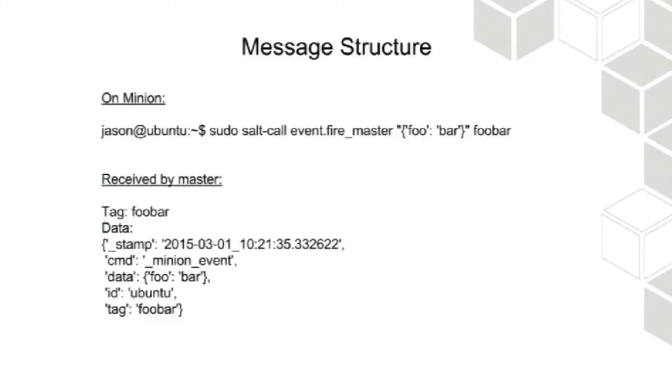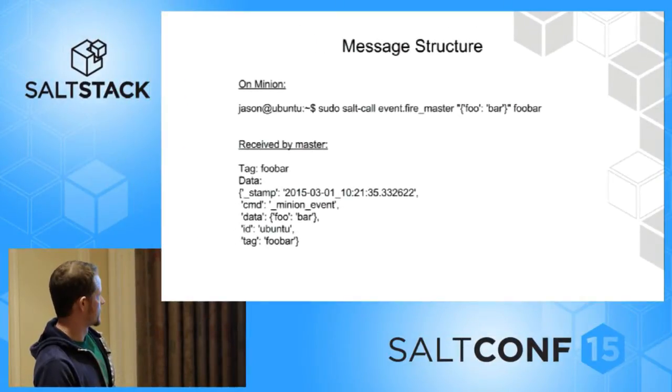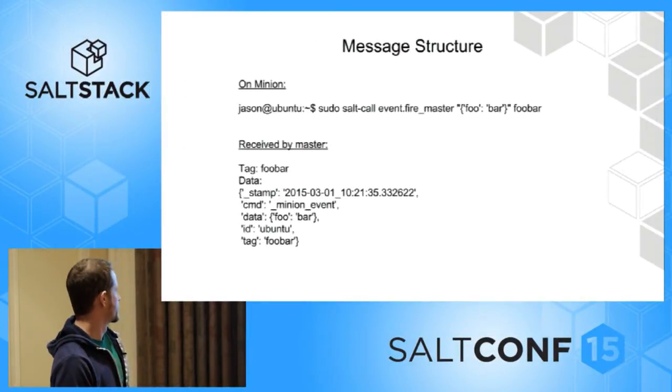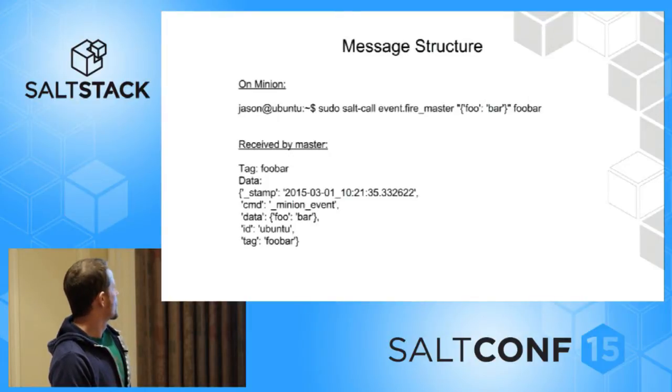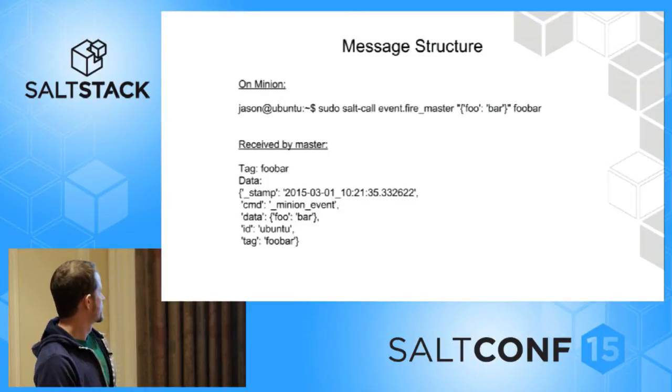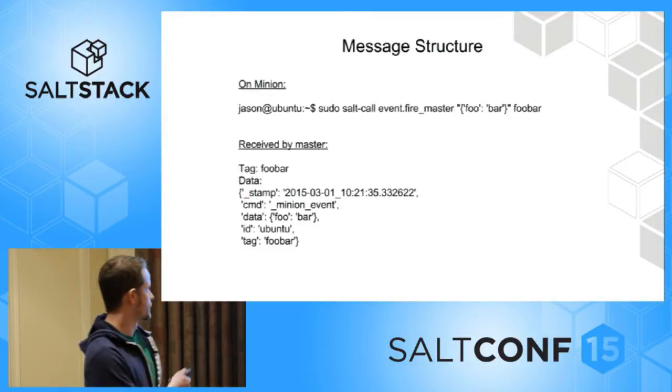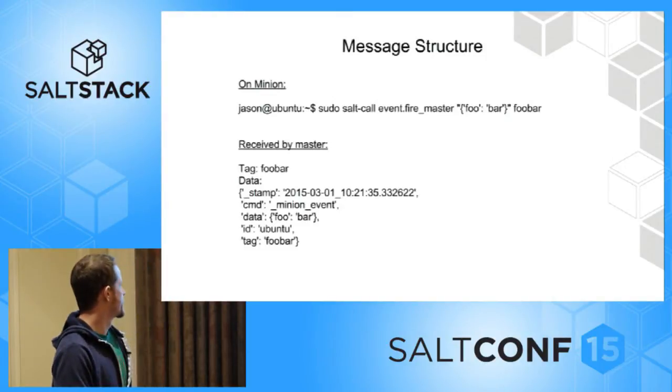On the master side, this is what you get back. It's formatted a little differently, but I did it this way so it's readable. You get the tag that you sent out, and that's important. And then this data payload, which contains a timestamp. It has the command that was run, typically. It'll show the ID of the minion that sent the event. It kind of replicates the tag down here. This is just because it's using this particular execution module. And then the data that you put in the payload goes in this data key right here.